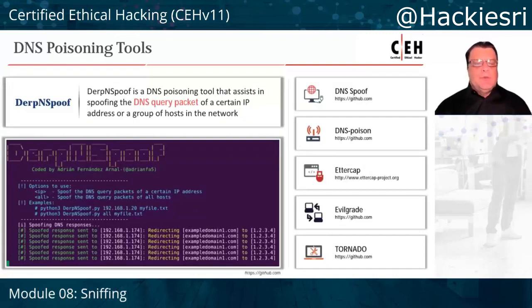DNS poisoning tools, again, are several. Amongst others, they include the following. Derp and spoof. Derp and spoof is a DNS poisoning tool that assists in spoofing the DNS query packet of a certain IP address or a group of hosts in the network. Other tools include DNS spoof, DNS poison, EtherCap, EvilGrade, and Tornado.